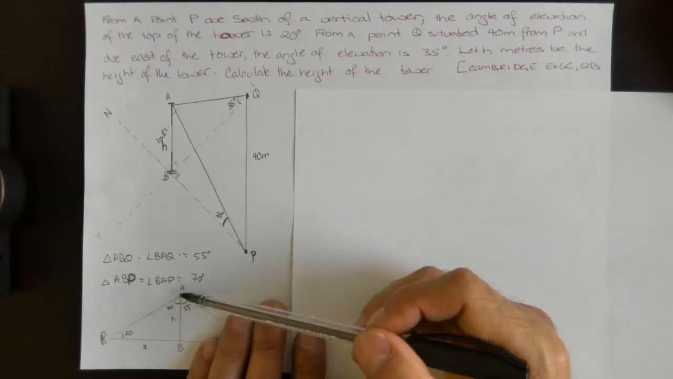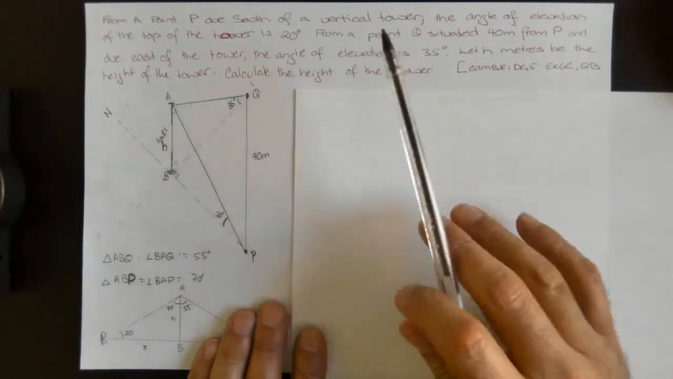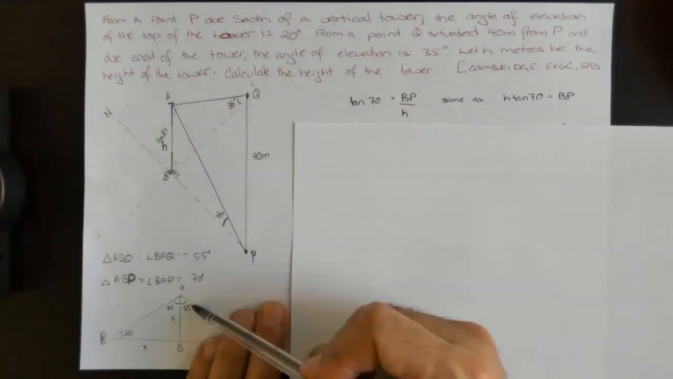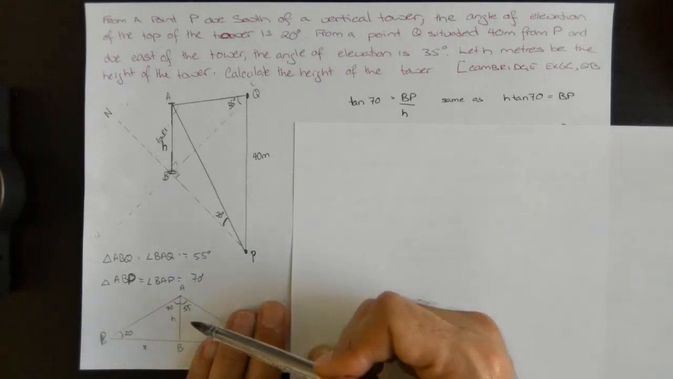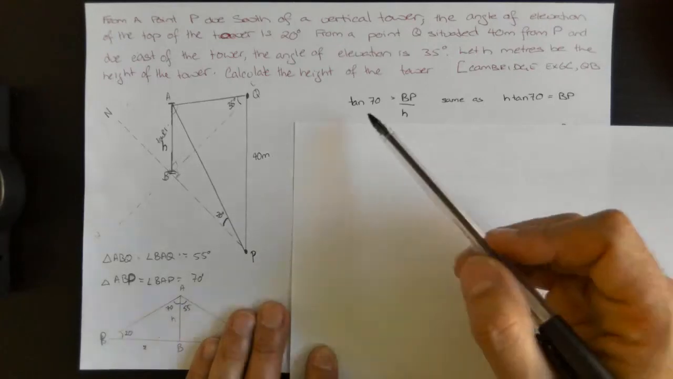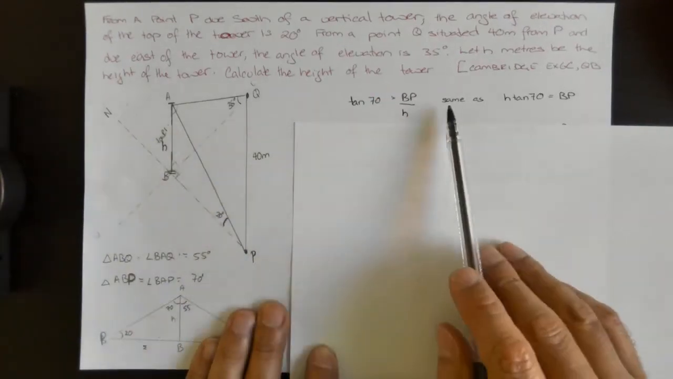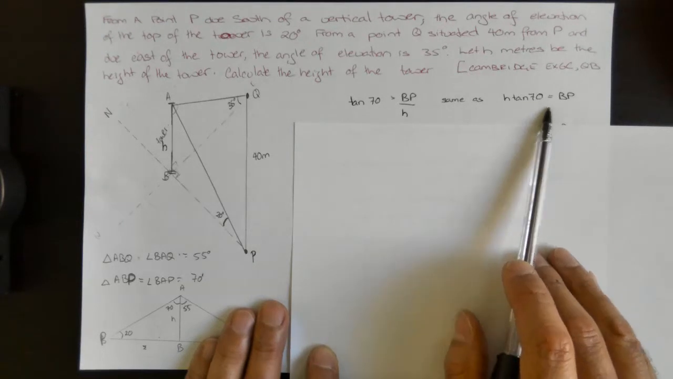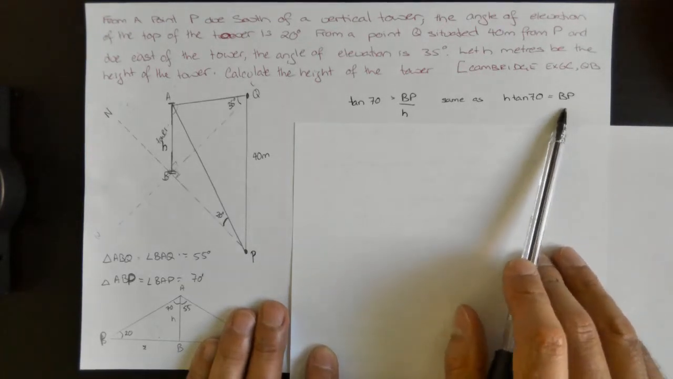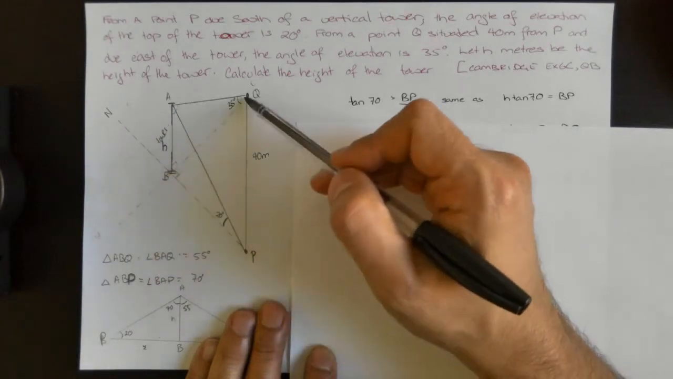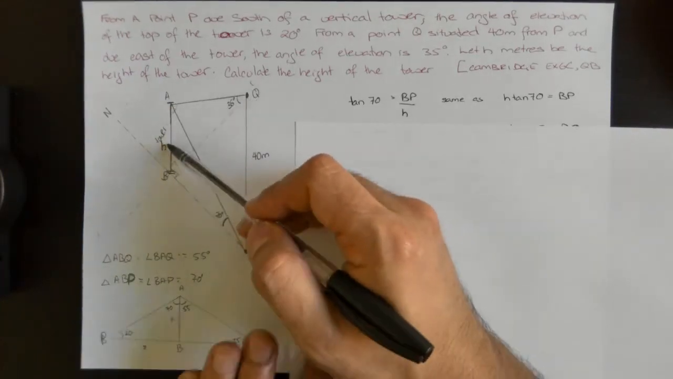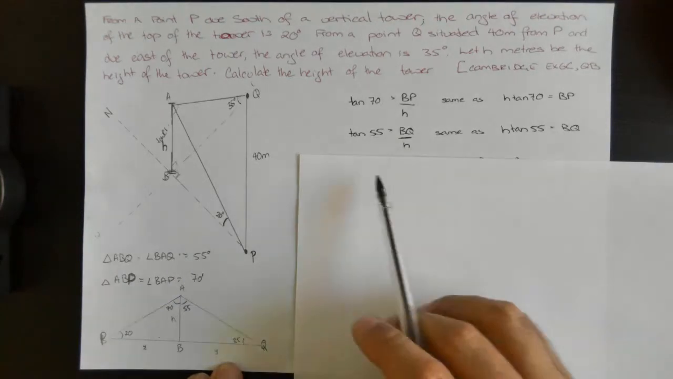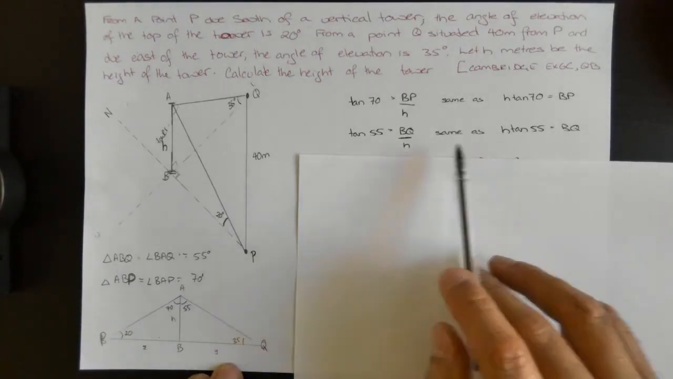So looking at triangle ABP, we can figure out that tan 70 is the same as the opposite over the adjacent, which the adjacent is H. So it's BP over H. And we can rewrite it as BP equals H tan 70. Similarly, looking at triangle ABQ, tan of 55 is going to be the same as opposite, which is BQ over H. And I can rewrite that as H tan 55 equals BQ.